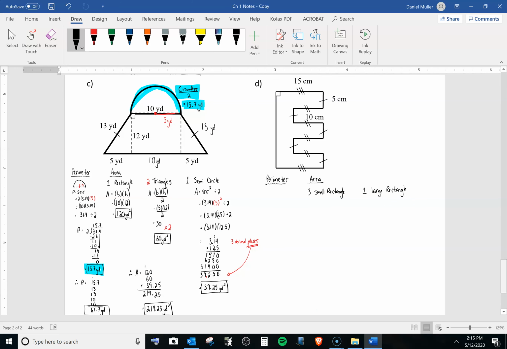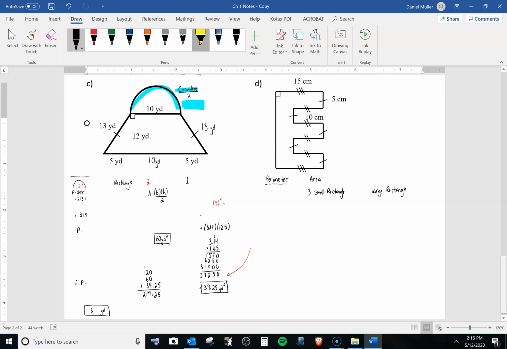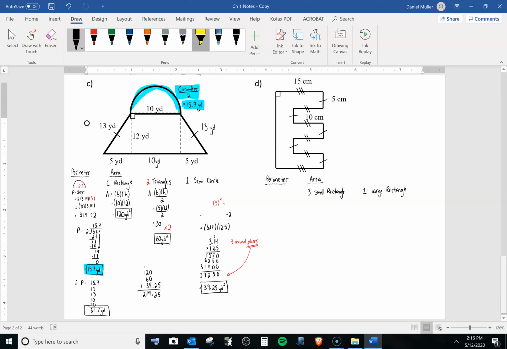So for perimeter, I had to get a half circle for my perimeter. So I found the perimeter of a circle, cut it in half. I got 15.7. And then plus the other parts of the perimeter, so 13, 5, 10, 5, and 13.